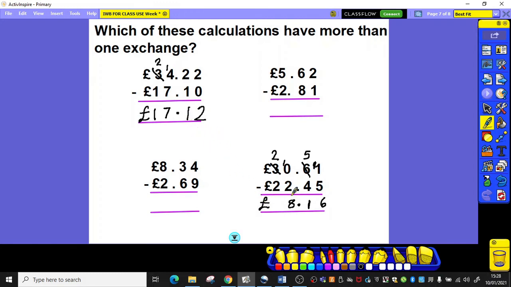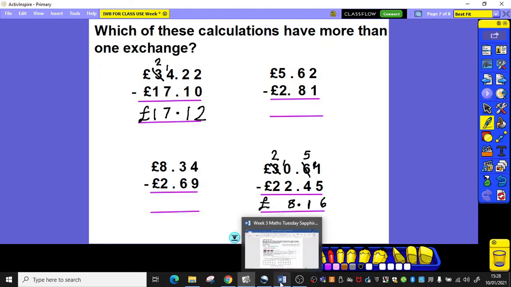So I'd like you, please, to always look to see if your answer is realistic. £22 add £8 I know is £30, and I've got some pence. Yes, my answer looks realistic. Now, I'd like you to check your answers.